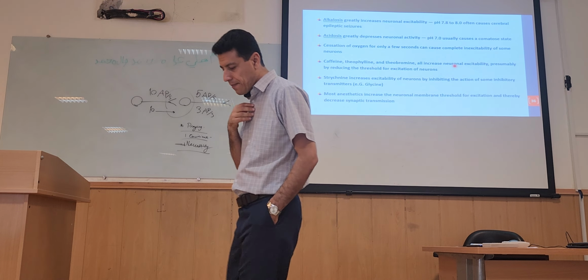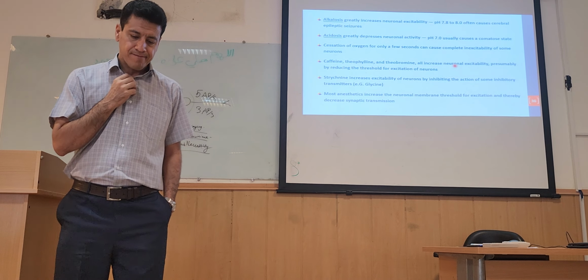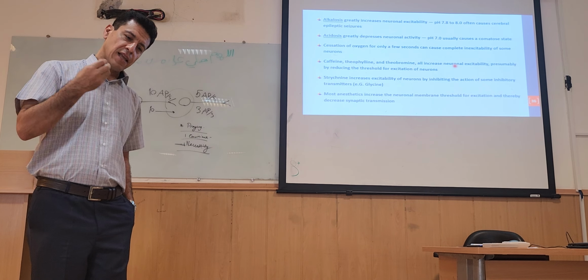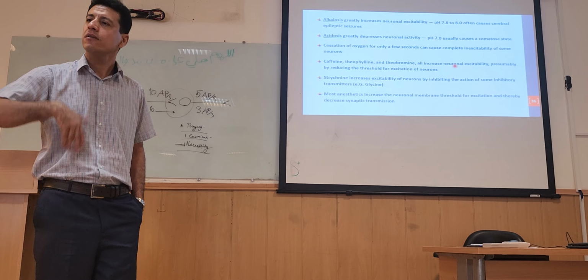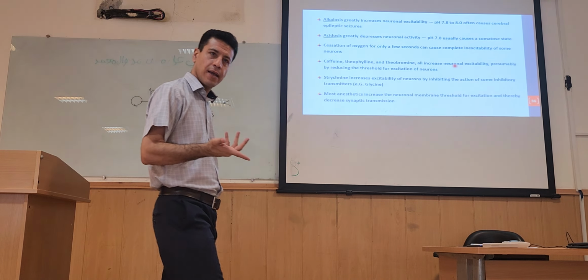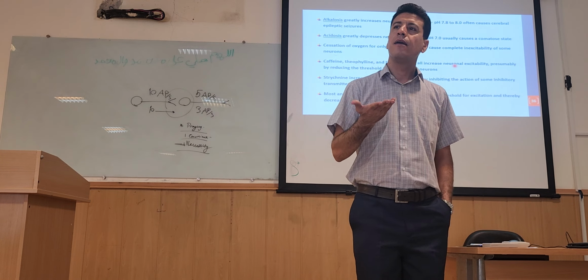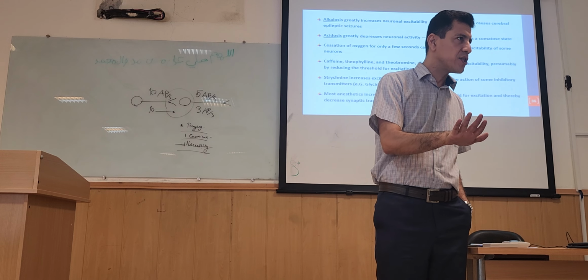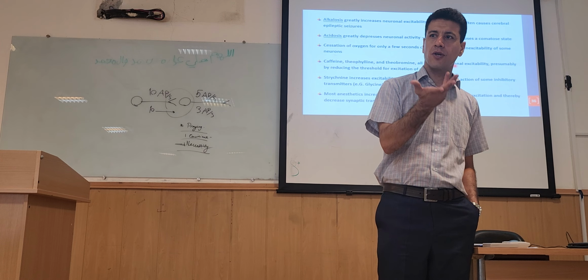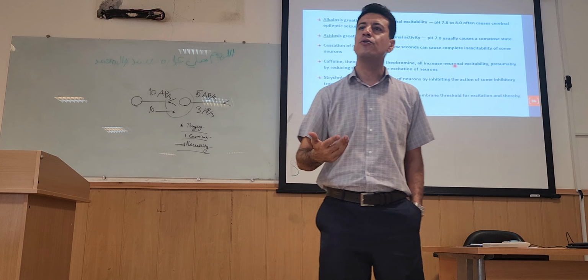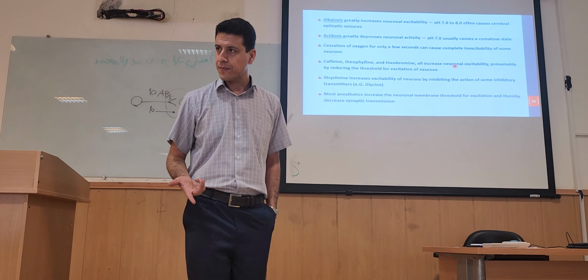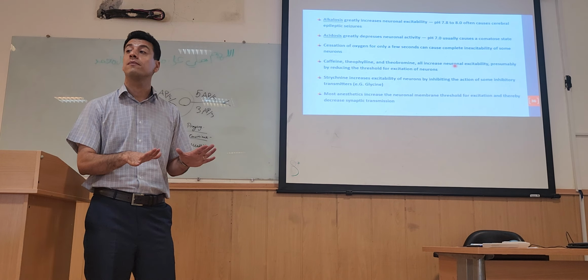Okay? For example, a psychological state in this patient may cause hyperventilation, increased breathing, and you know that increased breathing decreases hydrogen ion in the body, so pH goes up. After this, the patient may show a seizure attack. Okay, because neurons are more excitable.